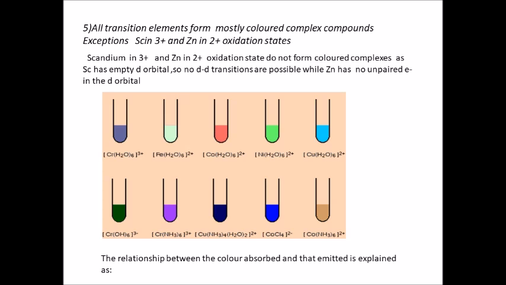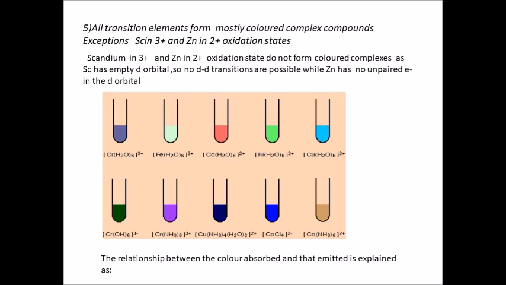Scandium has in fact all empty d orbitals, and the d-d transitions are not possible because when scandium is having outermost shell configuration as 3d1 4s2, in the +3 state all the 3 electrons are lost, and so the d orbitals become empty. So there are no electrons to jump in the d subshells, and therefore no d-d transition. So no absorption of energy from the visible region. Now therefore scandium 3+ complexes are colorless.